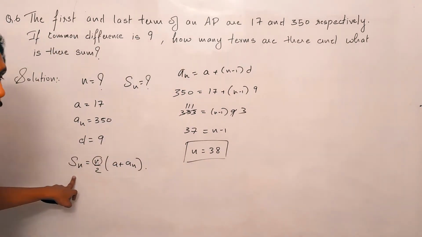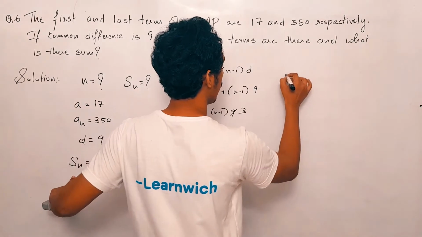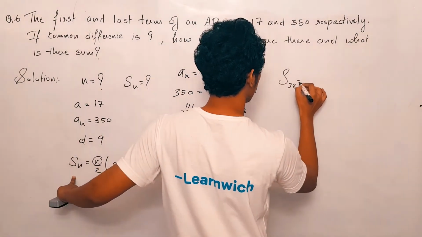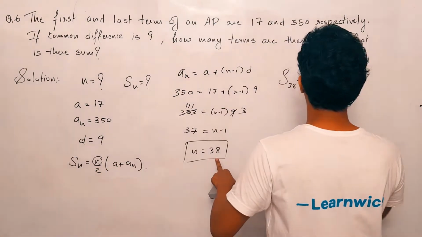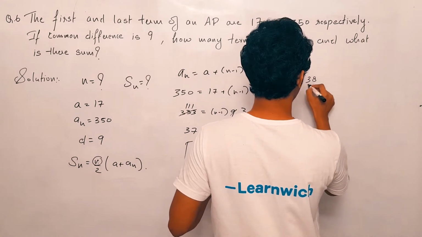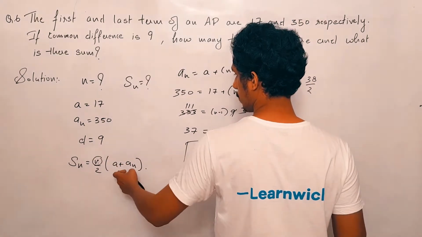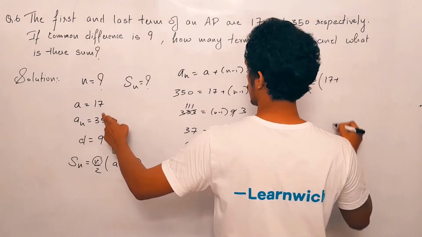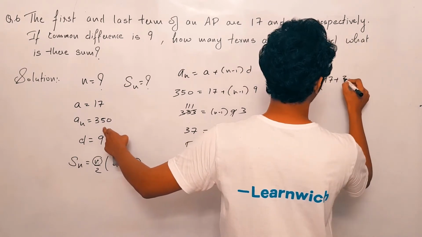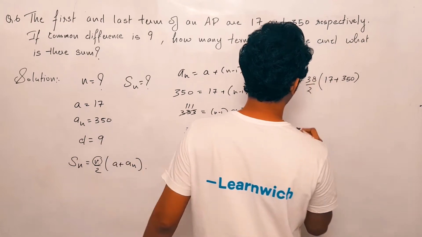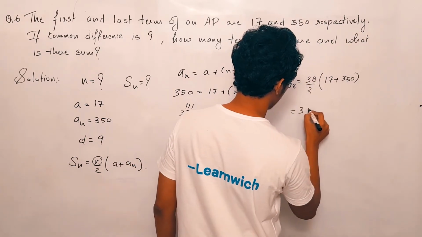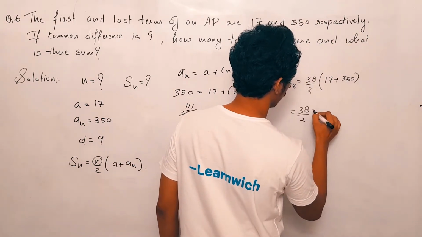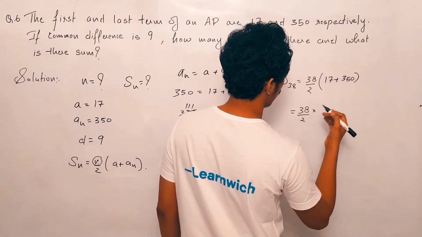From this I get n is equal to 38. Now can I find out Sn? I can easily find out Sn. That is S38 is equal to 38 by 2 into a plus an. What is a? 17, plus an, 350. So that will be 38 by 2 into 367.